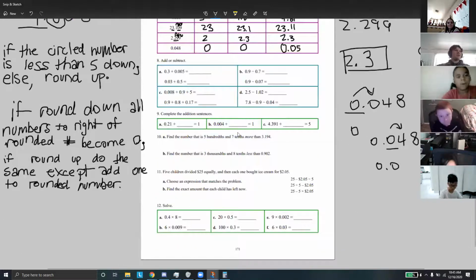Okay, next we have add or subtract. If you guys remember, for these problems, all we need to do is, I might just go ahead and erase a little bit of this.